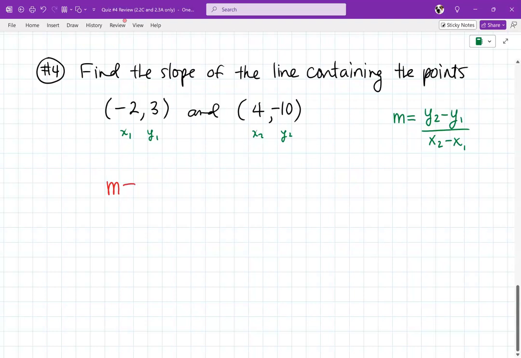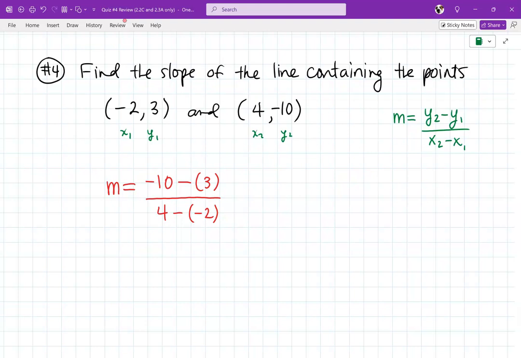So m is equal to y2 minus y1. There's my formula on the side, okay? So y2 is negative 10 minus y1 is a 3. Remember, I like putting parentheses around the second number that I plug in. That way, in case it's negative, I don't forget to change it with the minus sign in the middle. And then x2, that's 4, minus x1, negative 2. So there's an example of why I like putting parentheses around it, right? Because now I can see a minus and a negative.